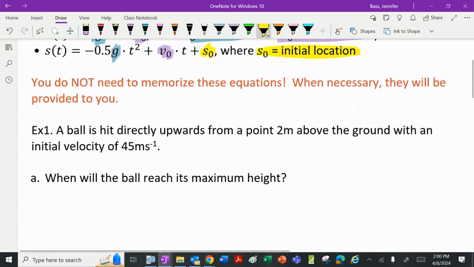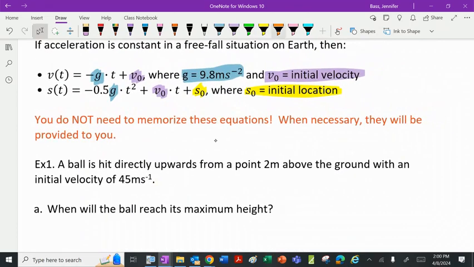So our first question, where it's hit directly upward from a point 2 meters above the ground, that is our initial location. So S0 equals 2, and it has an initial velocity of 45. That's your V sub 0. So V sub 0 equals 45. So when will the ball reach its maximum height?